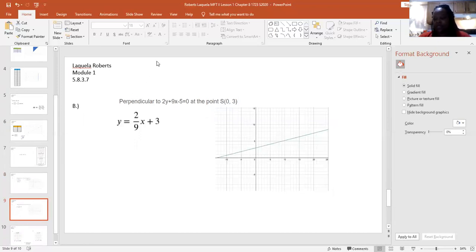Our next one is, we're given 2y plus 9x minus 5 equals 0, and our point is (0, 3). So I need to solve for y, okay? So I take 2y plus 9x minus 5 equals 0, so 2y equals negative 9x plus 5, and I divide both sides by 2. So it'll be y equals negative 9/2 x plus 5/2. This gives me my slope.